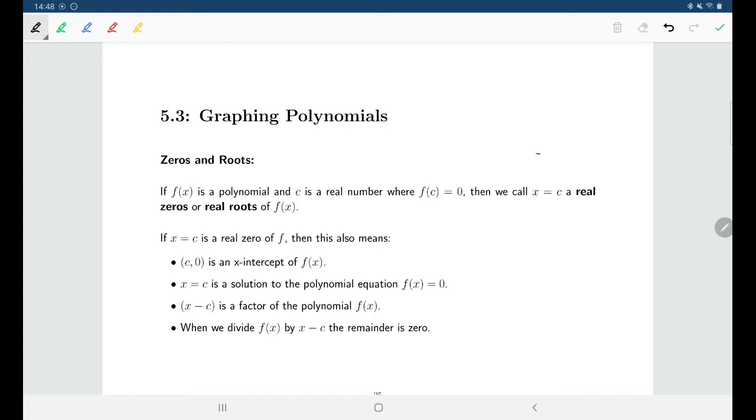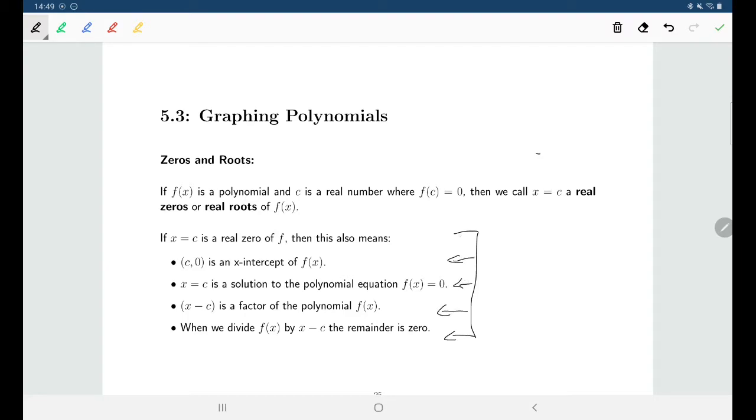And if that's true, if x equals c is a solution, that means that x minus c needs to be a factor. And being a factor means that you go in evenly with no remainder. So you could also say that if you take x minus c and divide that into f of x, it should go in with a remainder of 0. So you actually have 5 equivalent things that you could say about that.